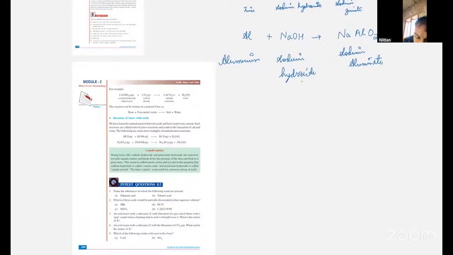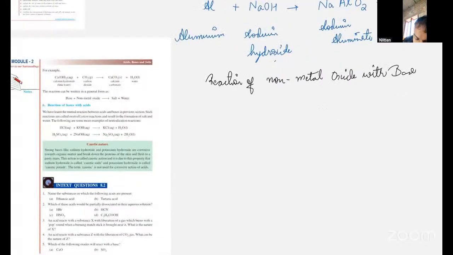Now we will learn reaction of non-metal oxide with base. Reaction of non-metal oxide with base. See, non-metal oxide when reacting with base will give salt plus water.